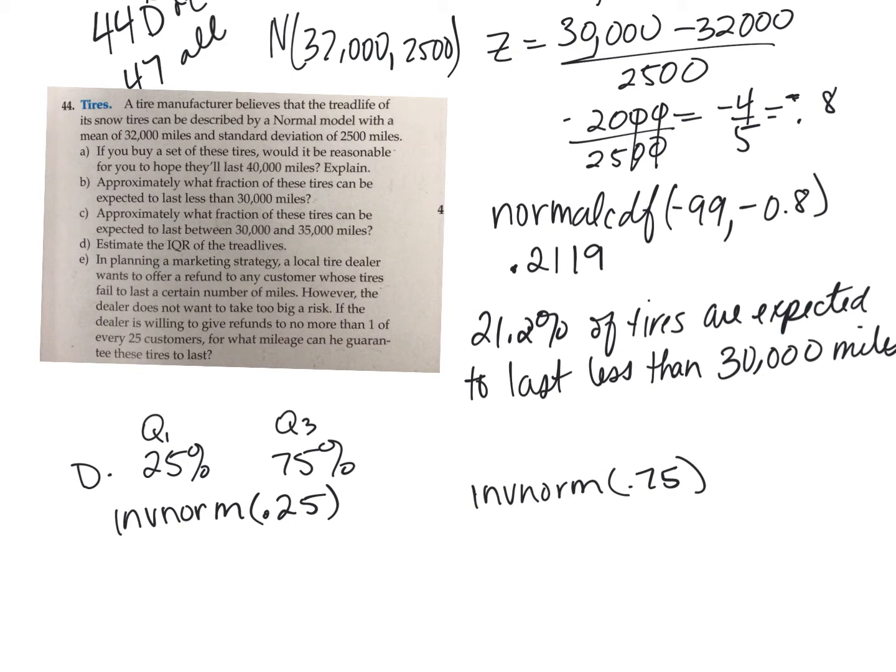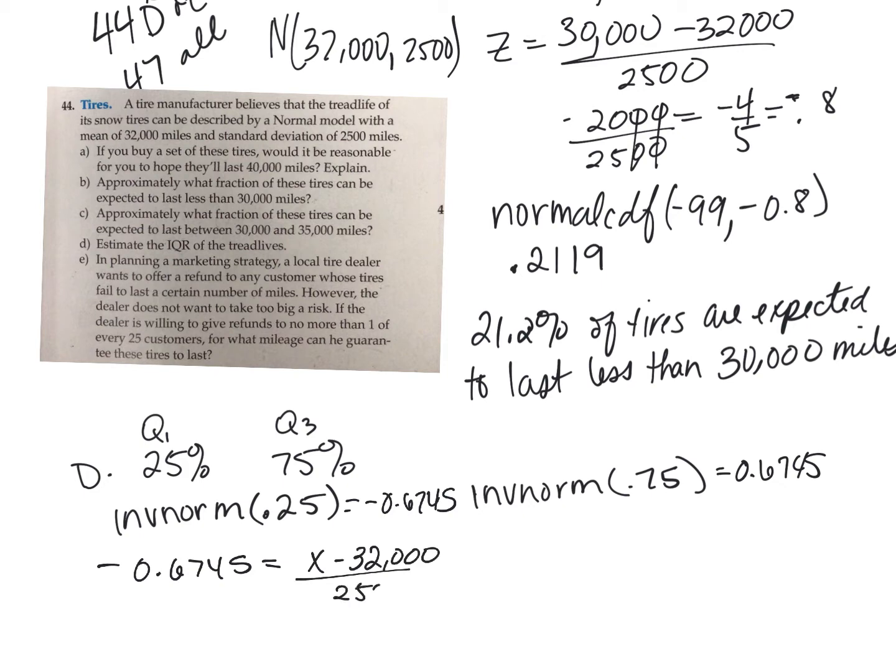So when I'm doing this, I'm going to set up my equation. Whatever this z-score is, it's negative 0.6745 and positive 0.6745. I'll show you that in the calculator in a second. But my z-score is equal to x minus the mean, 32,000, over 2,500, and 0.6745 equals x minus 32,000 over 2,500.